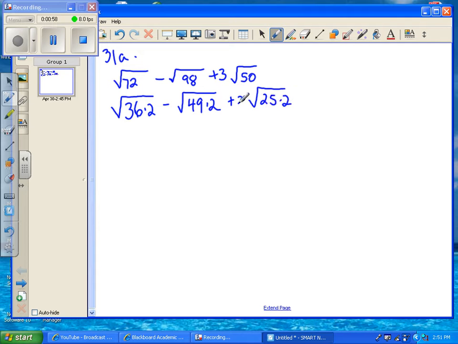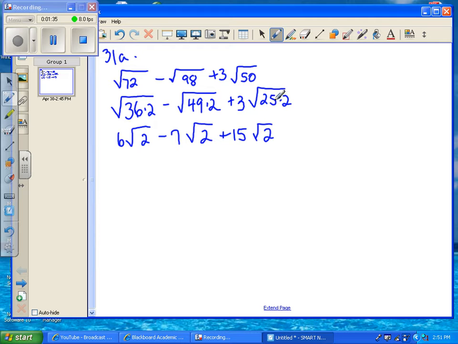Now I have perfect squares that I can take the square root of. But again, if you don't recognize those, then just prime factor. I could have prime factored this all the way down and recognized that I had 2 3s and 2 2s, and it would work the same way. I take the square root of 36, that's 6, so I have 6 times the square root of 2, minus, take the square root of 49, that's 7, times the square root of 2. Take the square root of 25, that's 5, and multiply it by what's out there. 5 times 3 is 15, so it's 15 times the square root of 2.